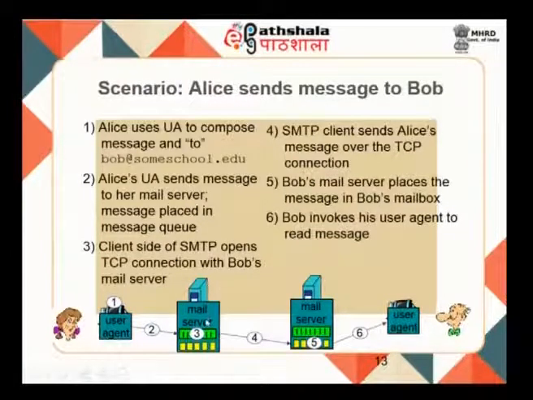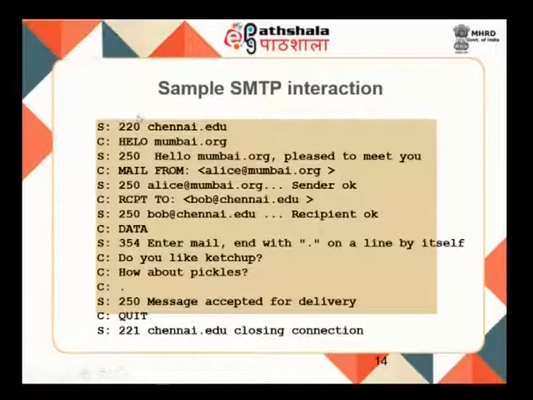Now, this mail server will open a TCP connection with the other SMTP server which is running on someschool.edu at port number 25, and it will now send this SMTP message to the server. There is an exchange of messages that takes place between the mail server of Alice and the mail server of Bob. Once the message reaches the mail server here, it is placed in Bob's mailbox, which can then be accessed by the user agent of Bob to read that message. These are the 6 steps that we have when a message is sent from A to B. The interaction that takes place in terms of the protocol will go like this.